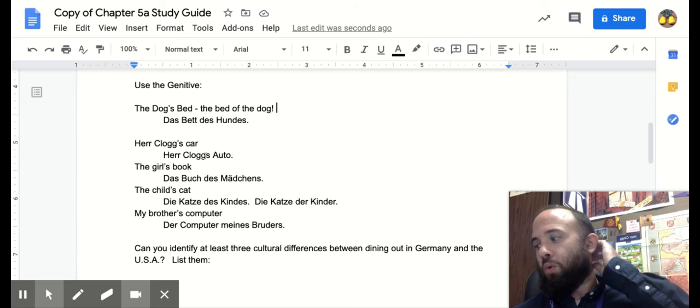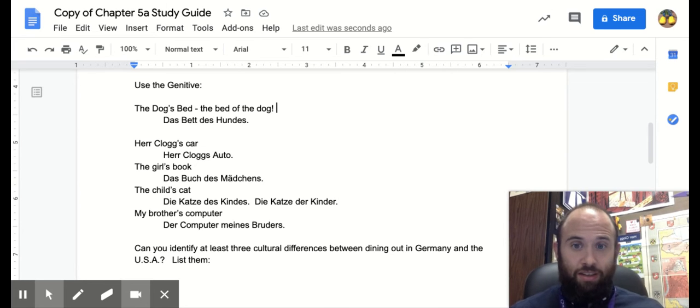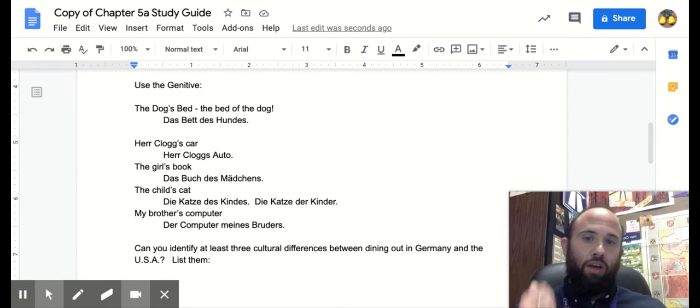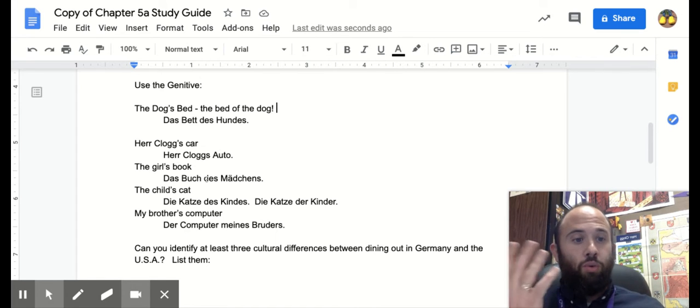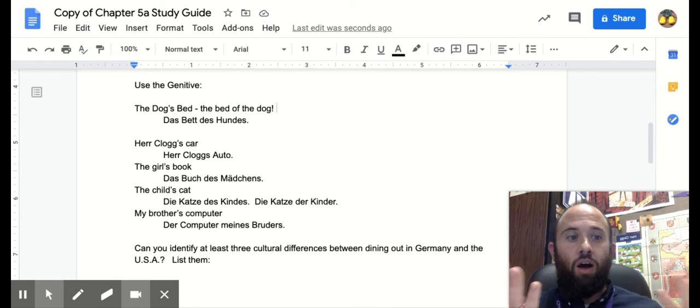Guys, there's more information on 156 in your online textbook, and I'm going to do more lessons about genitive, but this is meant to be a quick introduction where you can fill out these notes, so don't panic. The girl's book. So we know the word for book. We know the word for girl. Das Buch, das Mädchen. So to say the book of the girl, we start with that. Das Buch des Mädchens. Das Buch des Mädchens.